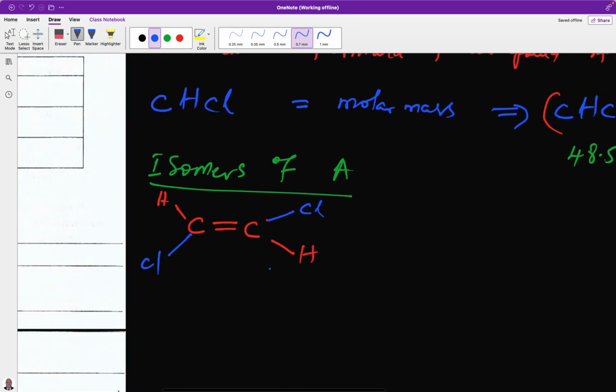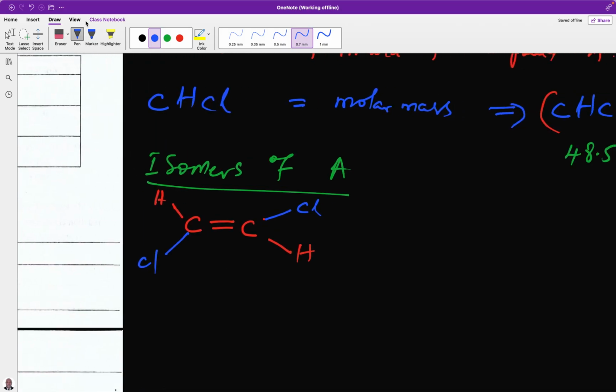We can rearrange this again and say this is how it is. We have carbon, carbon, and this is a hydrogen, and this is another hydrogen. The hydrogens are on one side, then the chlorines are on the other side.